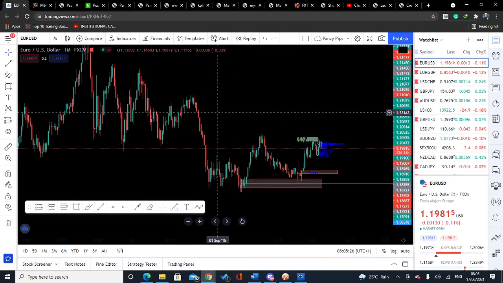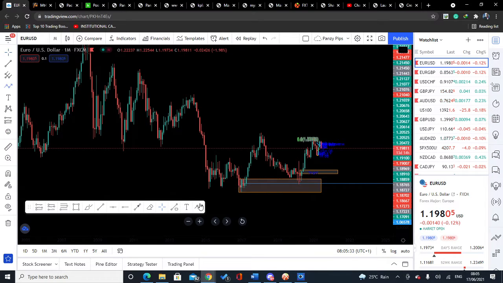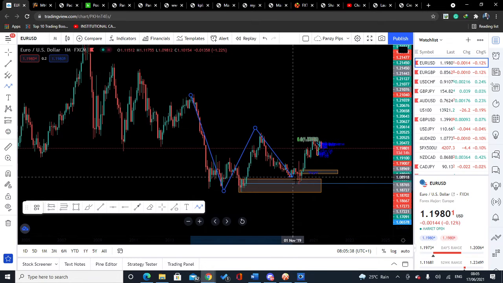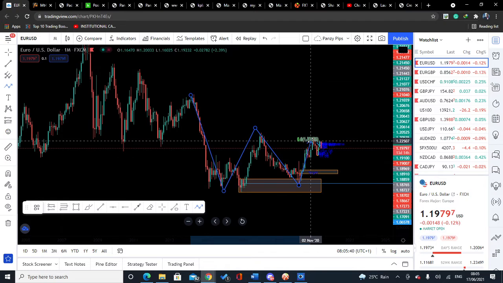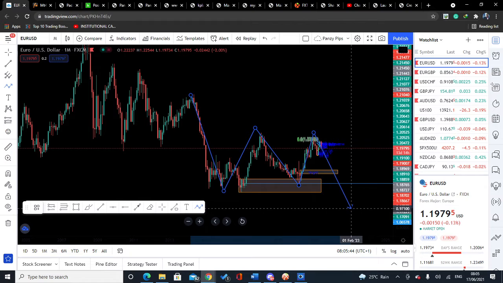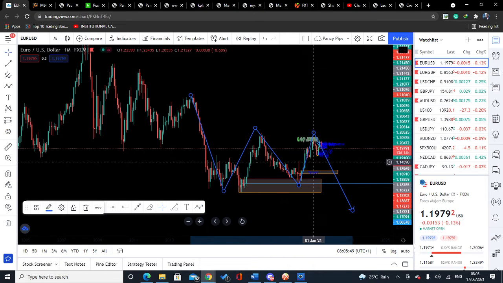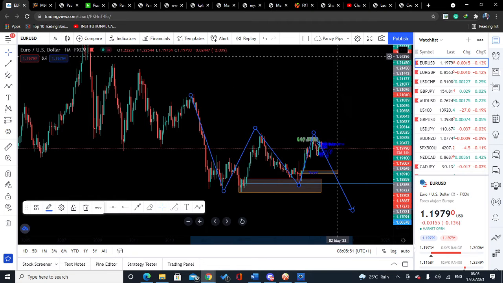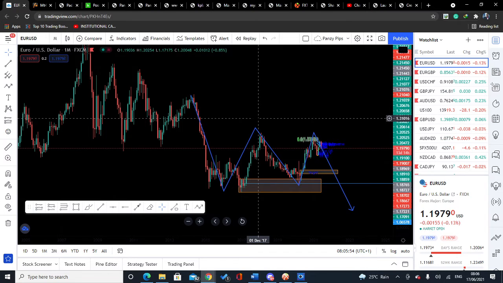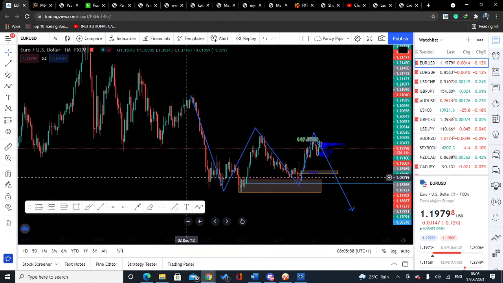So if we look at the monthly, we can see very clearly that this market started from here, came down, went up, came down, and went up to this point. Now we are expecting this market to come down. So our perspective here is obviously bearish on the monthly. What are the reasons why we would expect this market to go bearish or continue bearish? Let me show you one of those reasons.